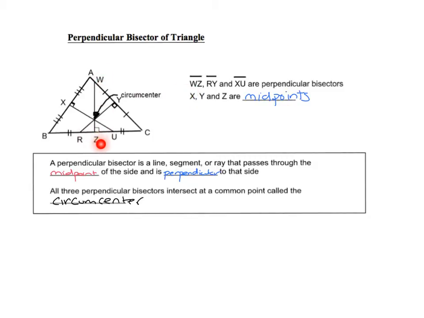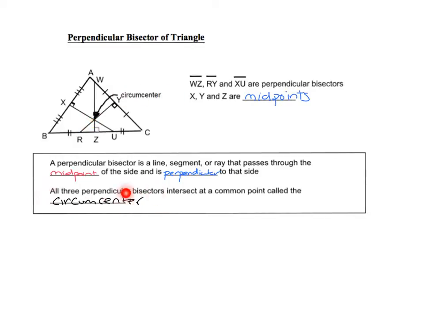WZ, RY, XU are perpendicular bisectors. X, Y, Z are midpoints. So, a perpendicular bisector is a line, segment, or ray that passes through the midpoint of a side, okay, and is perpendicular to that side. All three perpendicular bisectors intersect at a common point called the circumcenter.